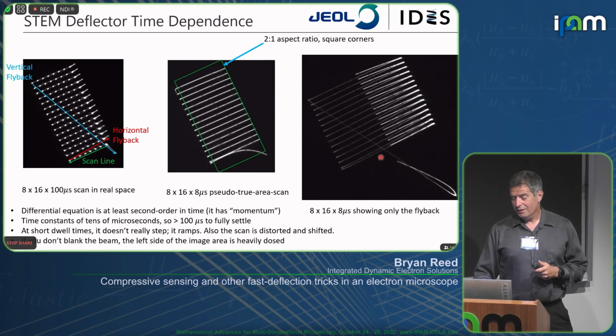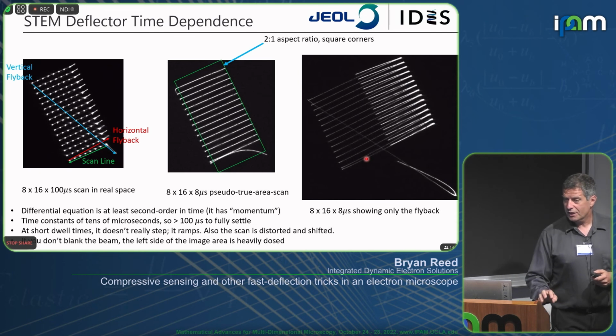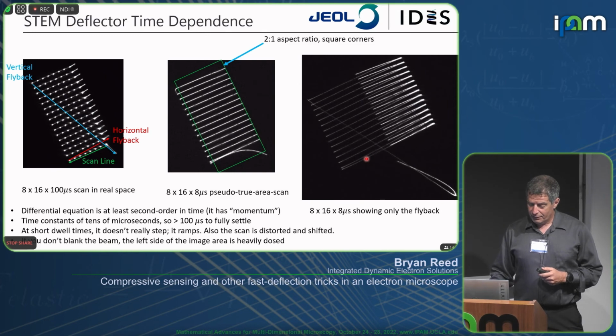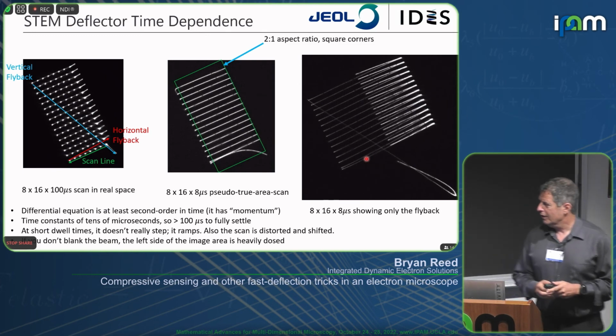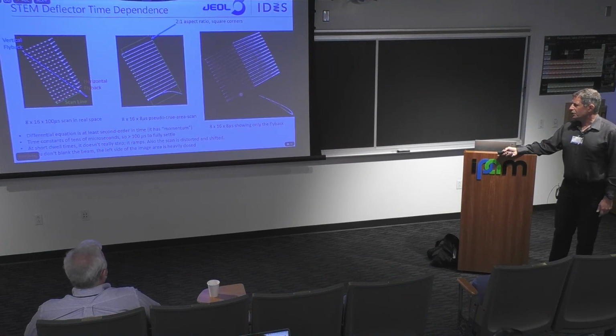This one's nuts. So if you invert the polarity on the beam blanker so that you're only seeing the flyback, woo, baby, it's doing some crazy stuff, especially on the flyback at the end of a scan. This is not a first order differential equation. This is at least second order. It has momentum. It overshoots. And the time constants are in tens of microseconds or more, or hundreds of microseconds to fully settle. And at short dwell time, it doesn't really step, it ramps. And the scan is distorted and shifted. If you change the dwell time, you're not looking at the same locations.